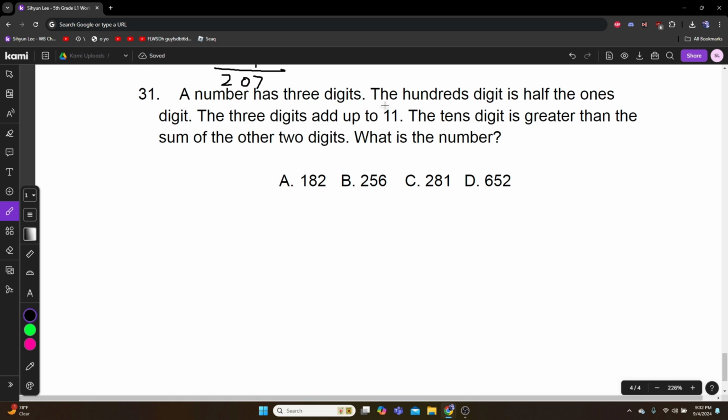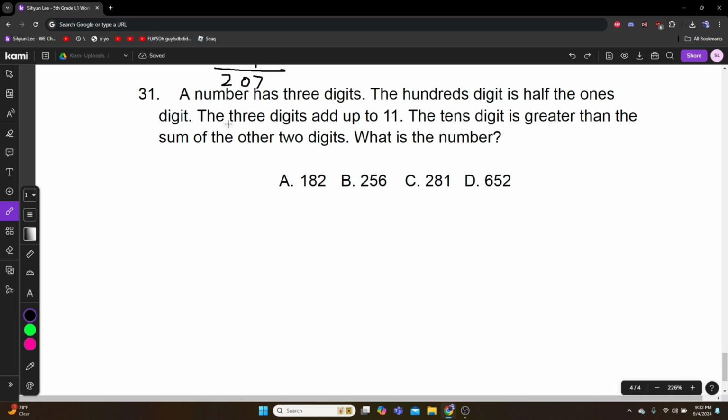A number has 3 digits. The hundreds digit is half the ones digit. The 3 digits add up to 11. The tens digit is greater than the sum of the other 2 digits. What is the number? Okay, so we know that the number has 3 digits. Hundreds digit is half the ones digit. So let's look at the hundreds digit. For the first option is half the ones digit. So this digit should be half of the first digit, and in this case it makes sense.